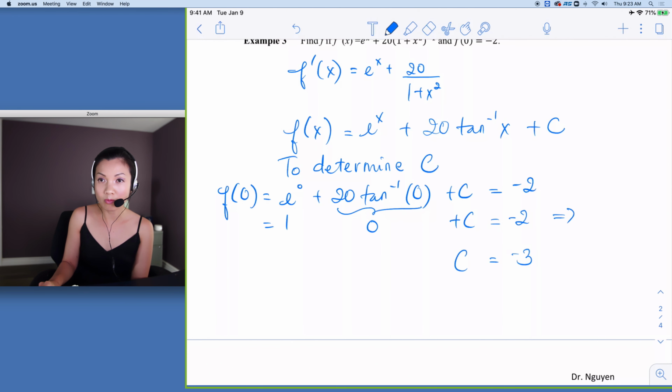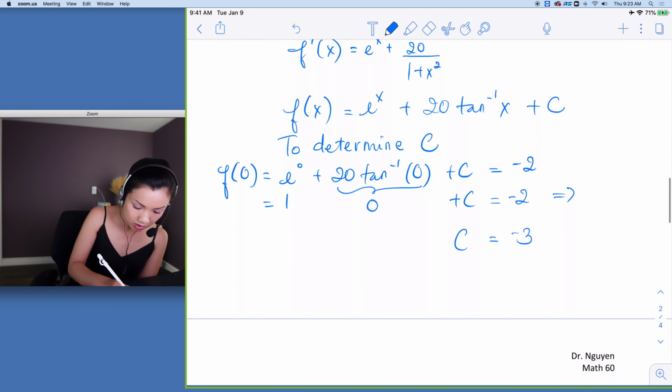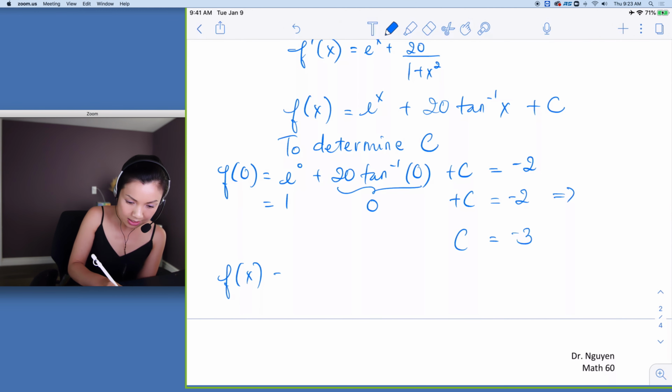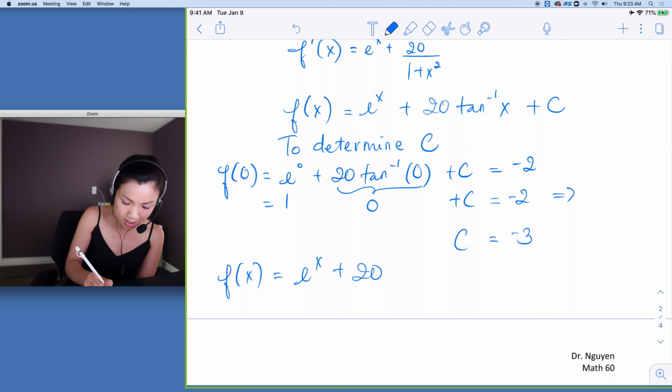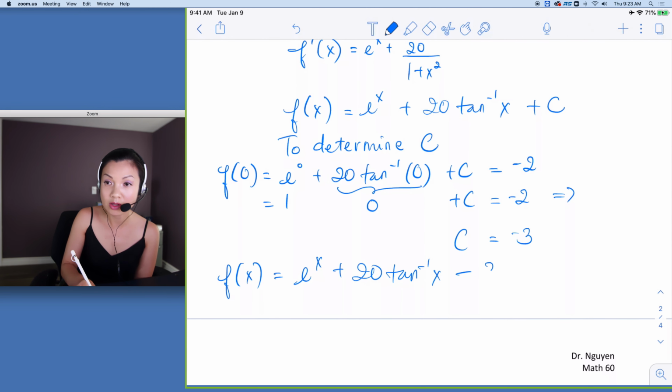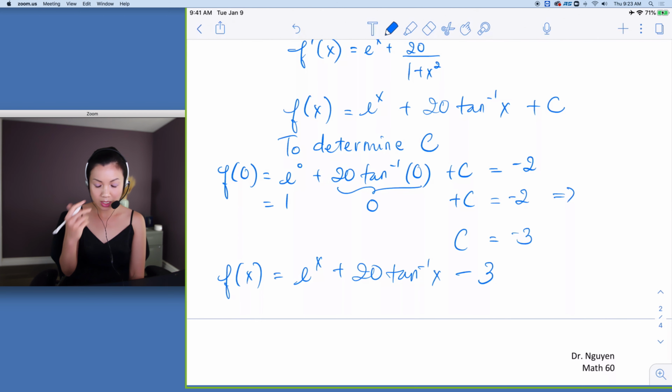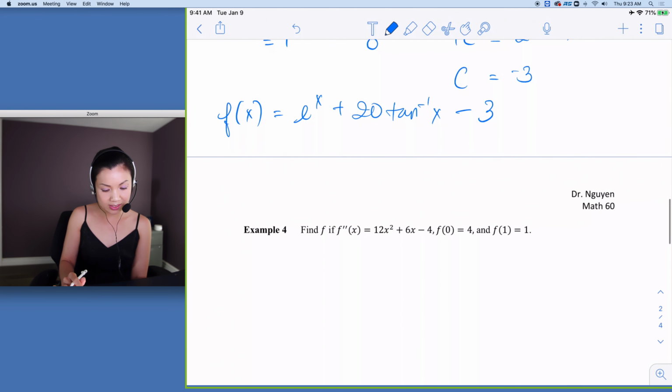So we're going to go back and rewrite our function. F of x is going to be e to the x power plus 20 arctangent minus 3. So we include the c in there. All right, moving on to example 4.